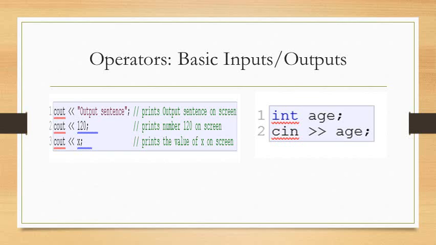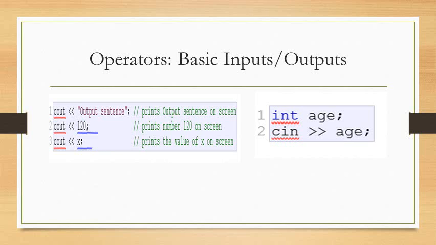Take the left-hand side that demonstrates the output. Look at the first line. cout, output sentence in double quotation, then end of line. This one will just print on the screen: output sentence. How you understand? Then cout 120. This one just prints the number 120 on the screen. That's all.